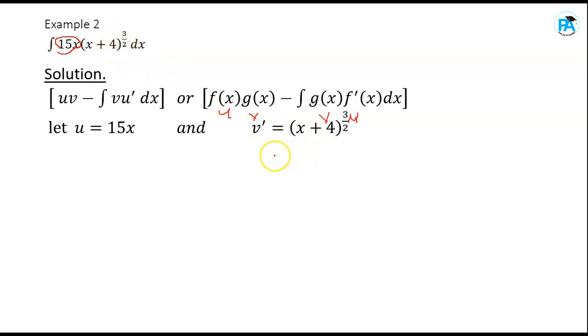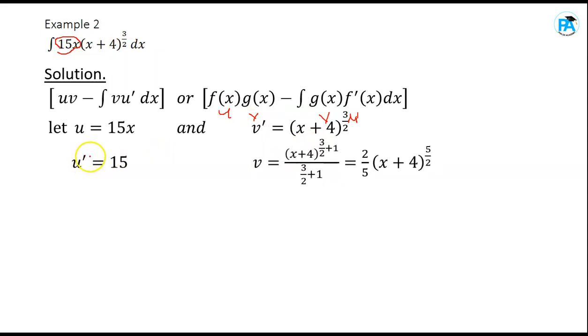Not v, but rather the derivative of v, let it be equal to (x plus 4) all exponent 3 over 2. After doing that, since you know u to be 15x, the next thing is to find the derivative of u. When you differentiate u with respect to x, that's du over dx, written as u derivative, which is 15, isn't it?